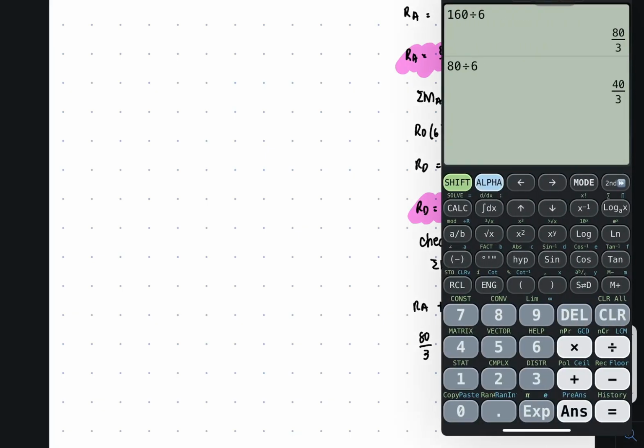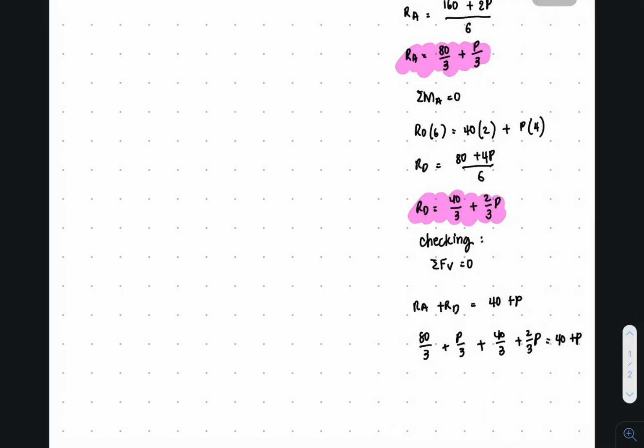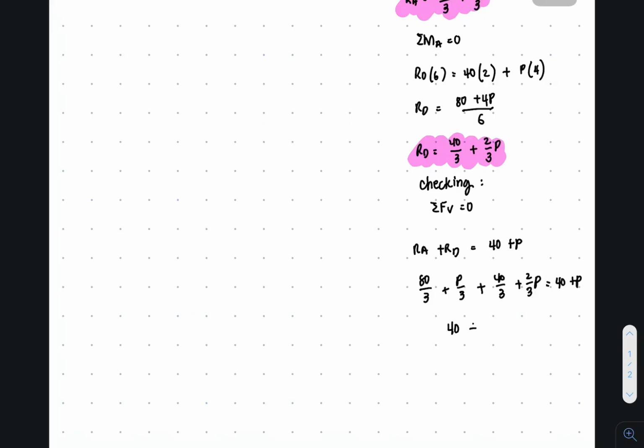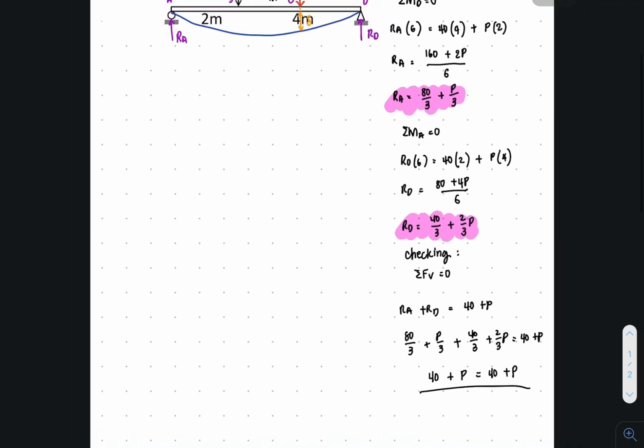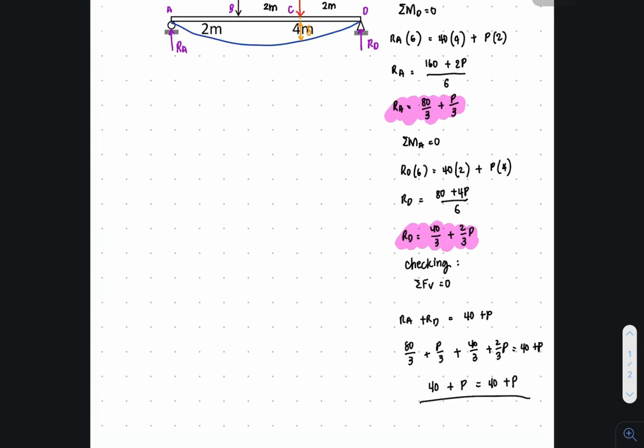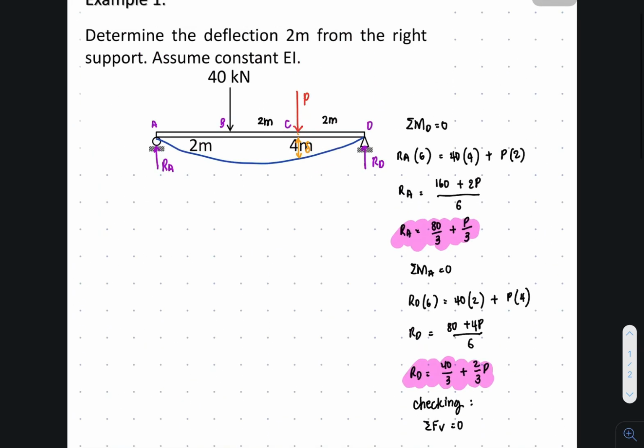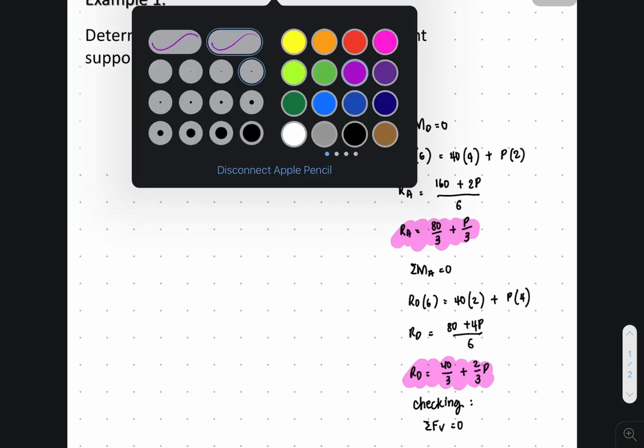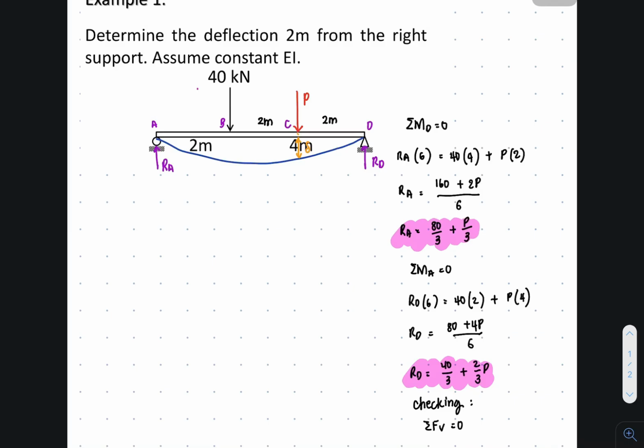So if you try to add 80 over 3 and 40 over 3, it's 40. So it's 40, then plus 1/3 plus 2/3, it's P, and that is equal to 40 plus P. So we got it correctly. So since we have validated that our reactions are correct, we can now proceed in getting the segment. So we're gonna cut the beam or the segment AB.